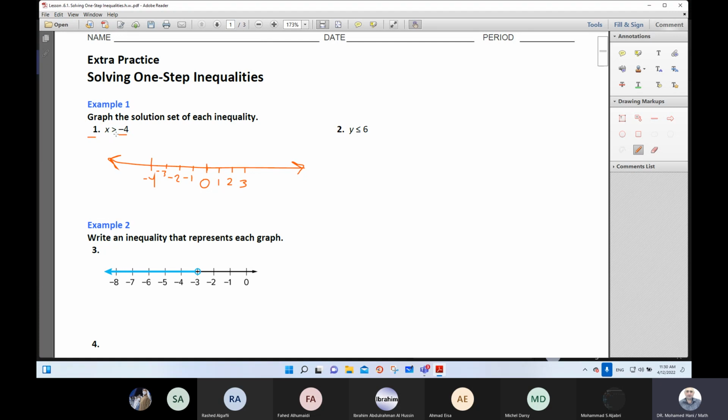Represent negative 4 first. Then we don't have equal in the sign, which means negative 4 is not included in the solution. That means draw an open circle. Then the direction: the values of x greater than minus 4 means minus 3, minus 2, minus 1, 0, 1, 2, 3, etc. So the direction of the arrow is to the positive side.